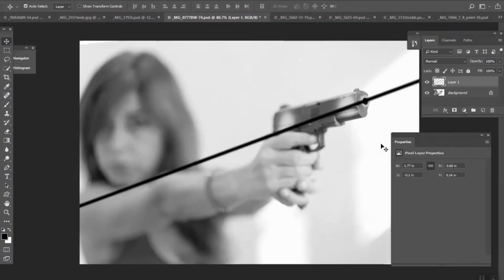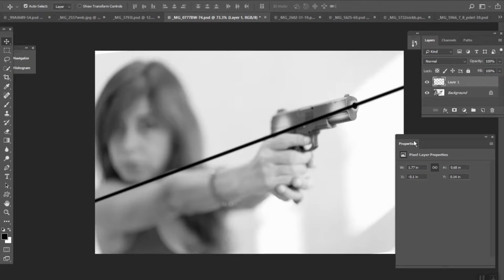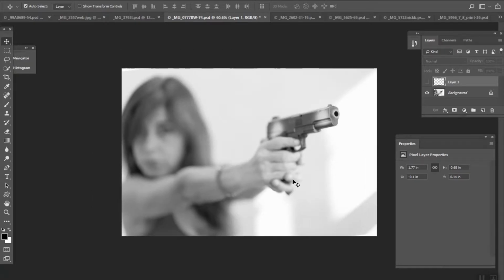Diagonal. Diagonals can add impact to your image. Look at that. You don't know where she's shooting, and that brings a concept. She's out of focus. The gun is in focus. That's using shallow depth of field to add some mystery to the image.